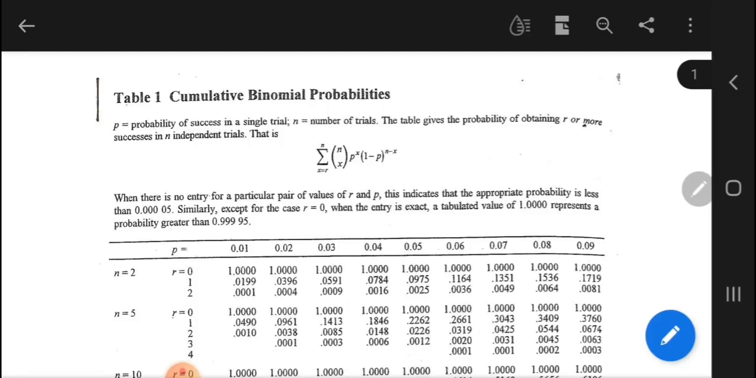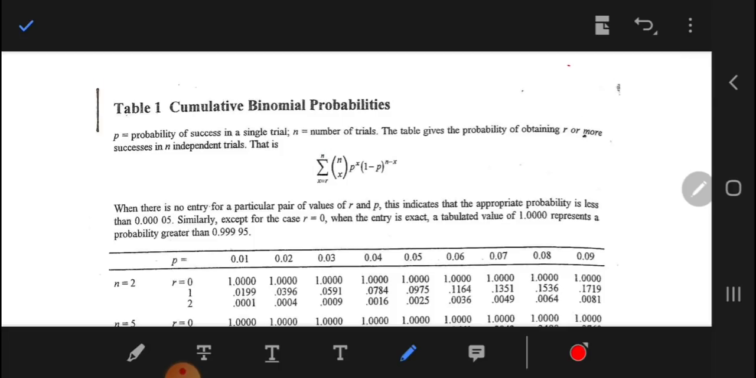So P in this table is given as the probability of success, the same notation we used just now. N is the number of trials. So the table gives the probability of obtaining R or more successes in n independent trials, that is, the sum of x from R up until n. So for example, if you want to find P(X greater than 1).